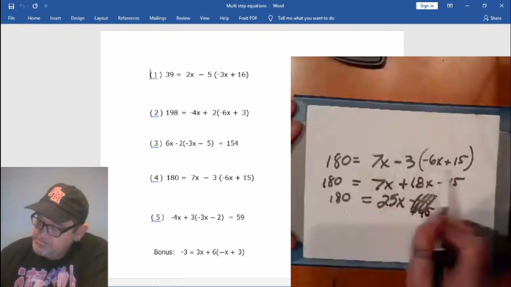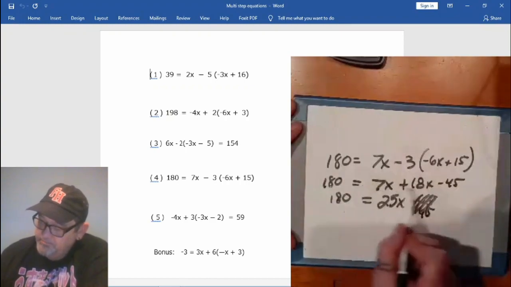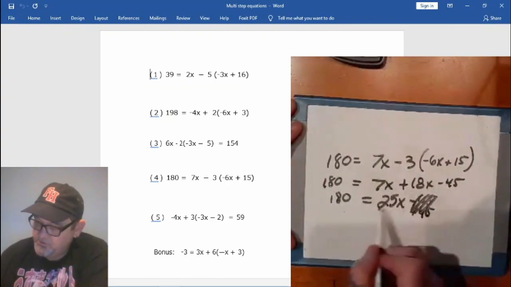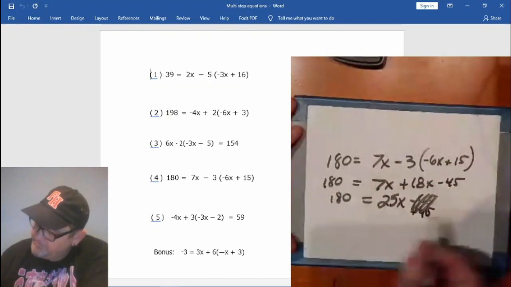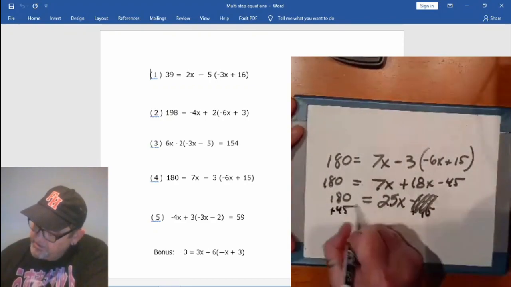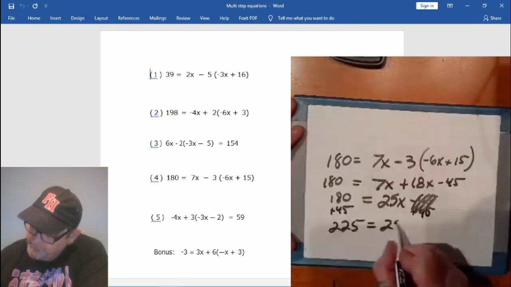I had to clean up this part of the house here, get rid of the parentheses. I had to clean up this part here, put it in one pile. These two x's go in one pile. Then I got my two-step, no problem. Plus 45, plus 45 here gives me 225 equals 25x.